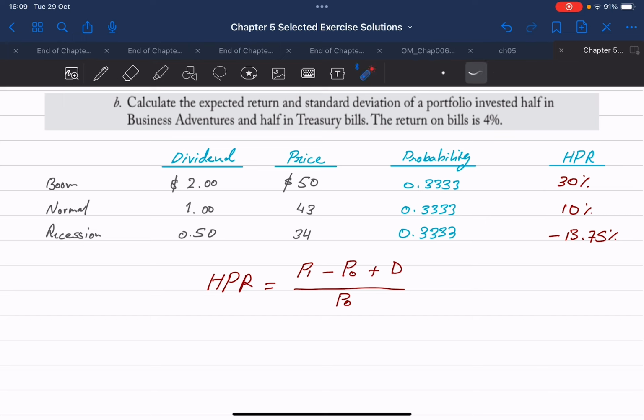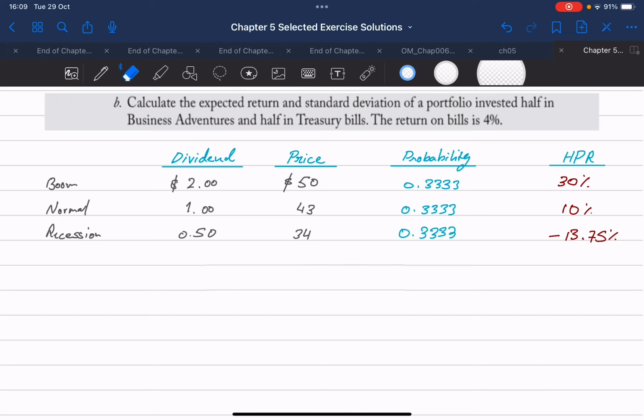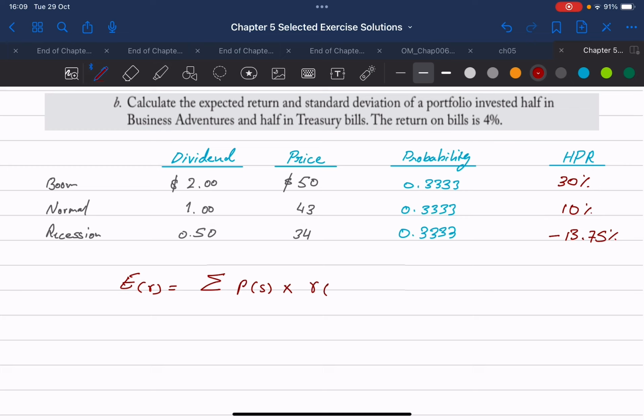Now that I have the holding period return for each scenario, I can calculate the expected holding period return. So let's first erase this formula from here. And we'll go back to our equation. Expected return is going to equal sigma, the probability, multiplied by the return on each of the scenarios.